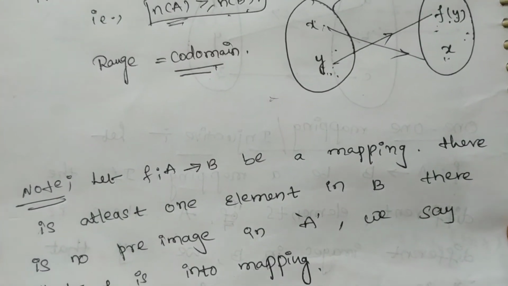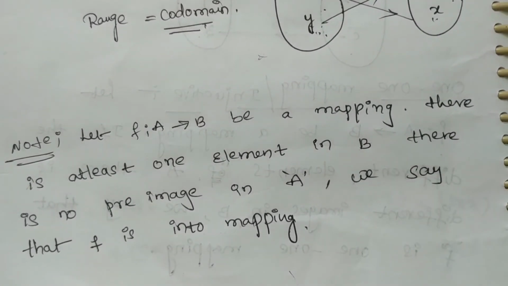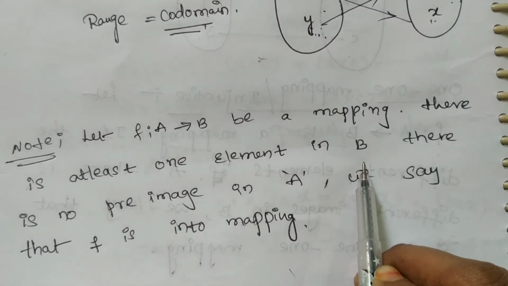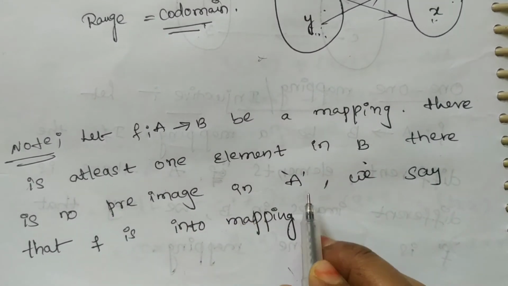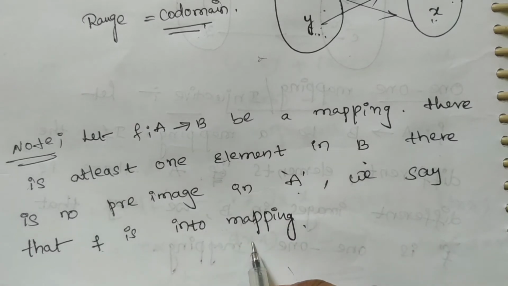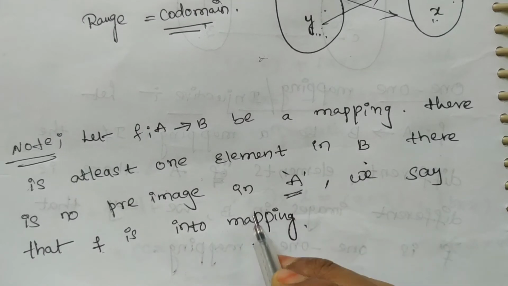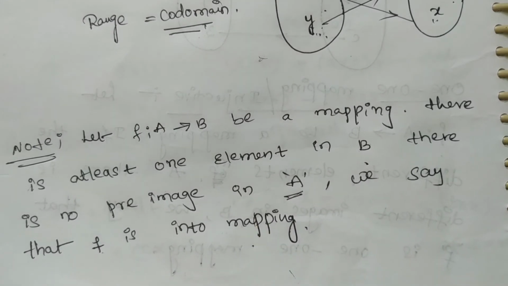So next one is into mapping. Let f from A to B be a mapping. If there is at least one element in B that has no pre-image in A, then we say that f is an into mapping.